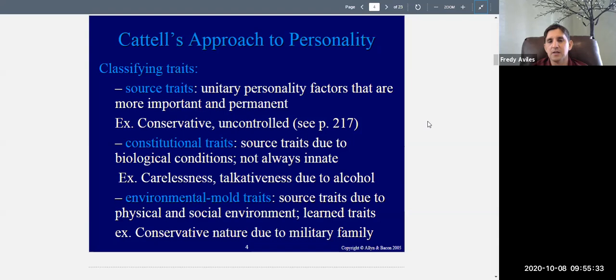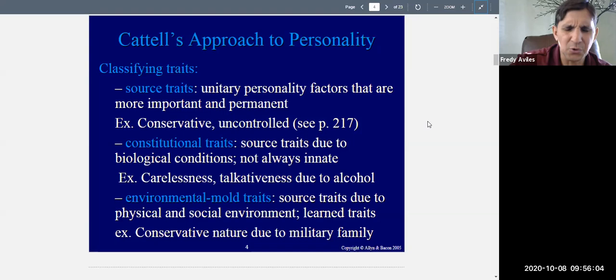I'm getting confused here. Source traits are things that define you a bit more, that are more permanent and important. Constitutional traits and environmental mold traits are types of source traits. I was getting source traits confused with surface traits. Surface traits are less important and can be due to different things. I was getting confused because source and surface sound similar.